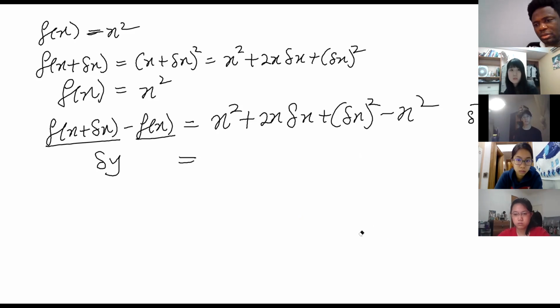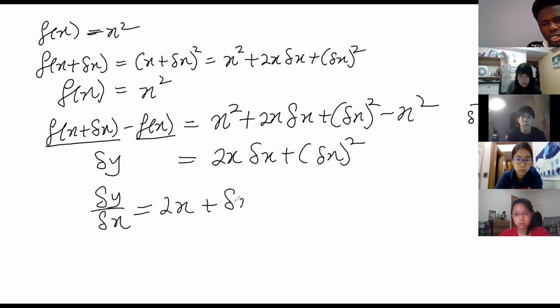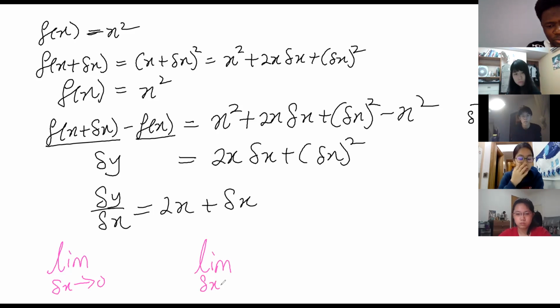Can you see? Okay, so clearly this is just 2x delta x plus delta x squared. So now I'm going to divide delta x on both sides. So I have delta y divided by delta x. This is going to be 2x plus delta x, correct? So it is at this point that I introduce my limits. So if I take the limit of both sides, limit as delta x tends to 0, limit as delta x tends to 0.